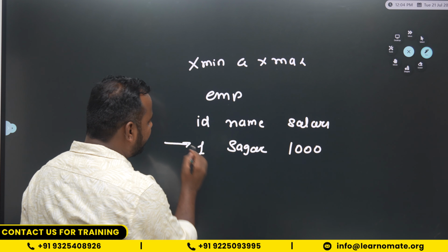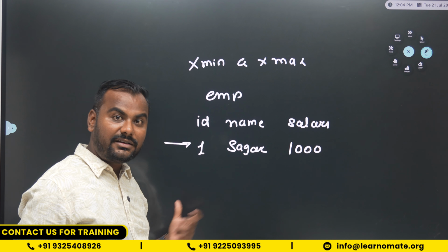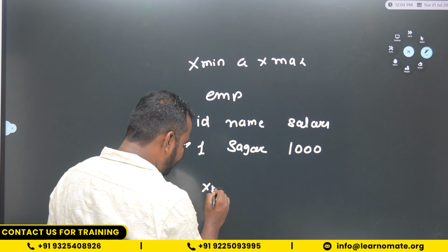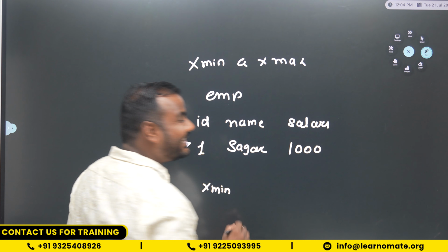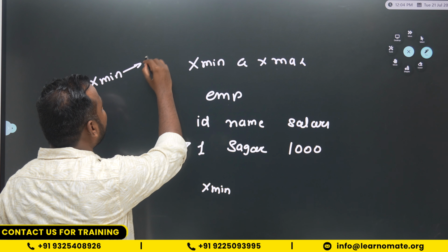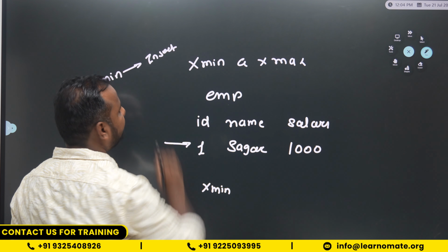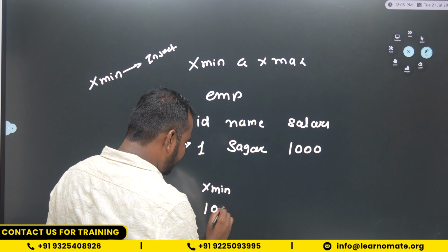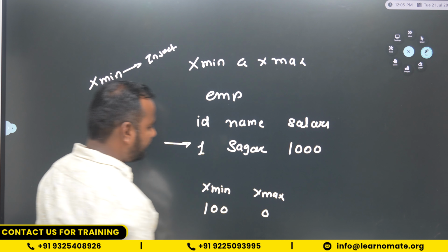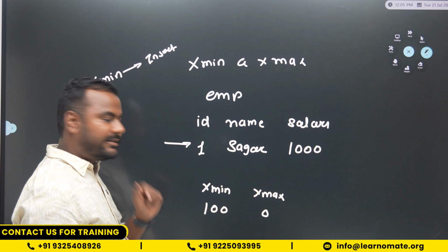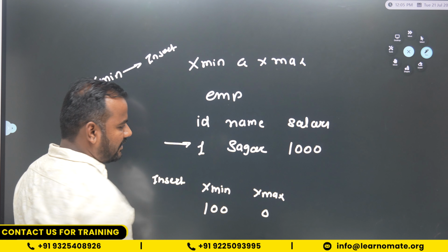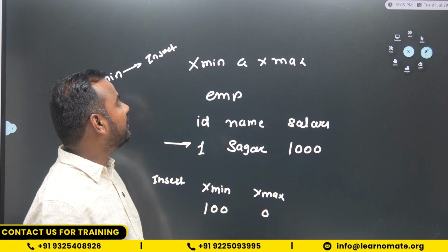Now whenever you are inserting a new record, you will get xmin. So xmin is referring to insert. xmin is basically a transaction ID when you insert a new record. So what is the transaction ID? Let's say it is 100. What is the xmax here? Xmax will be 0. I'm talking about the insert. Remember that. This is something when I am doing insert.